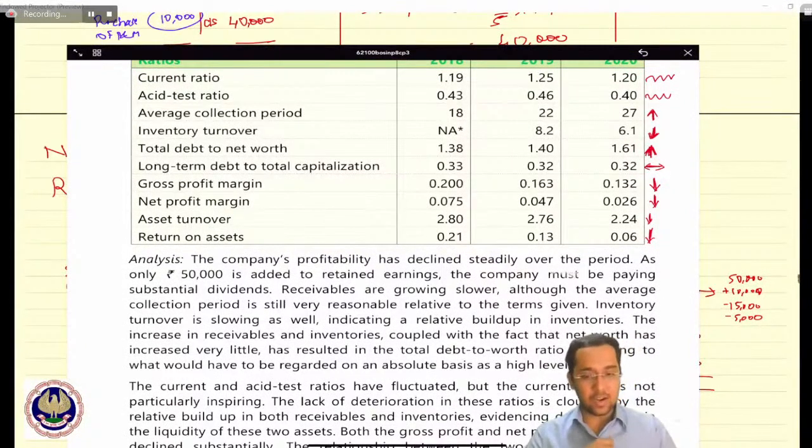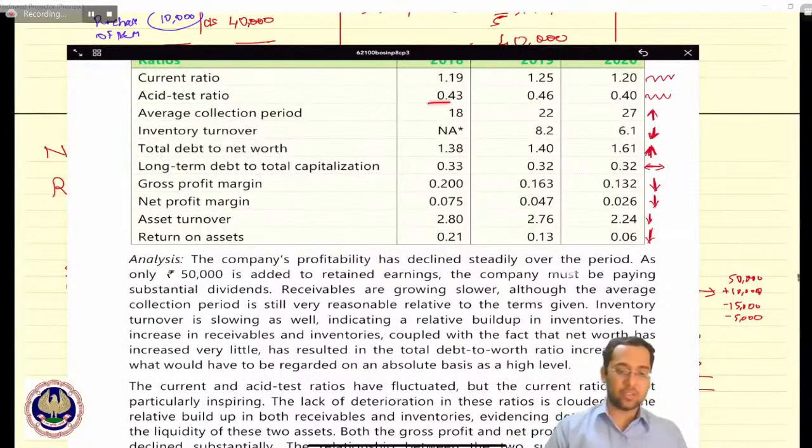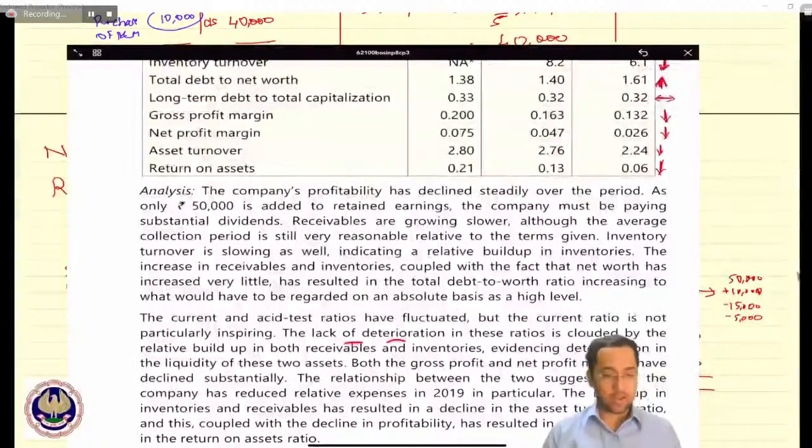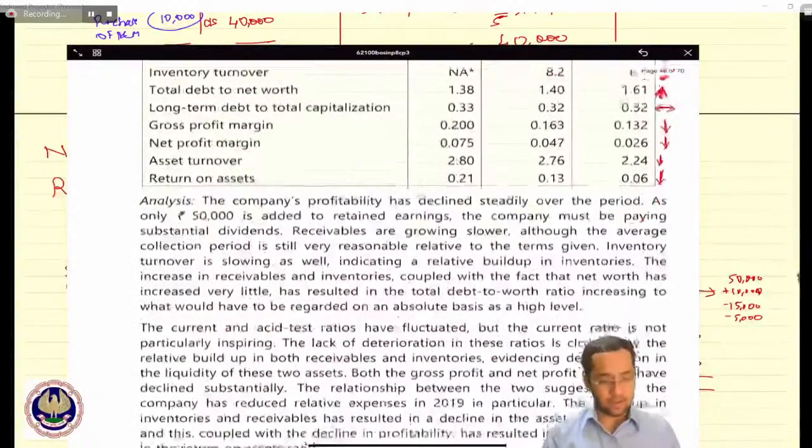So when they say that current ratio is 1.19, 1.25, because we know the standard current ratio is 2, which is not at par. Even the acid test ratio is low, because the acid test or quick ratio should be 1, so that is also below 1. It means the company is really facing some liquidity issue. Lack of deterioration in this ratio is clouded by relative buildup of both receivable and inventory. So since you're having both inventory and receivables higher, you are having this stagnated value.